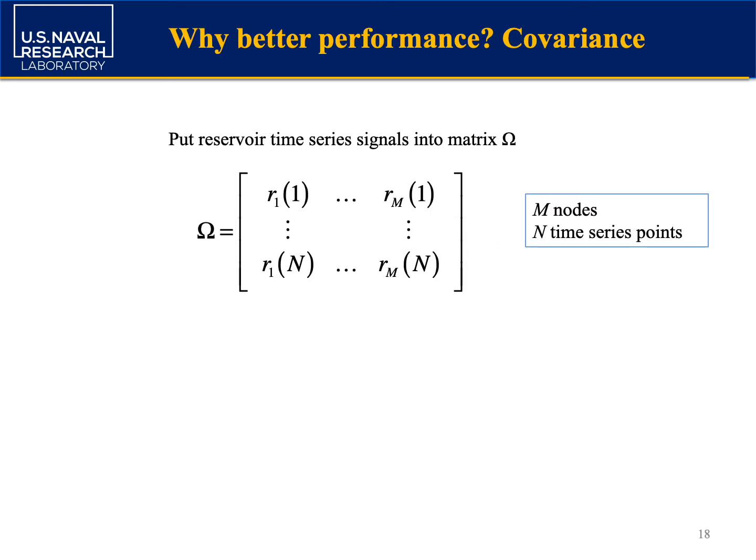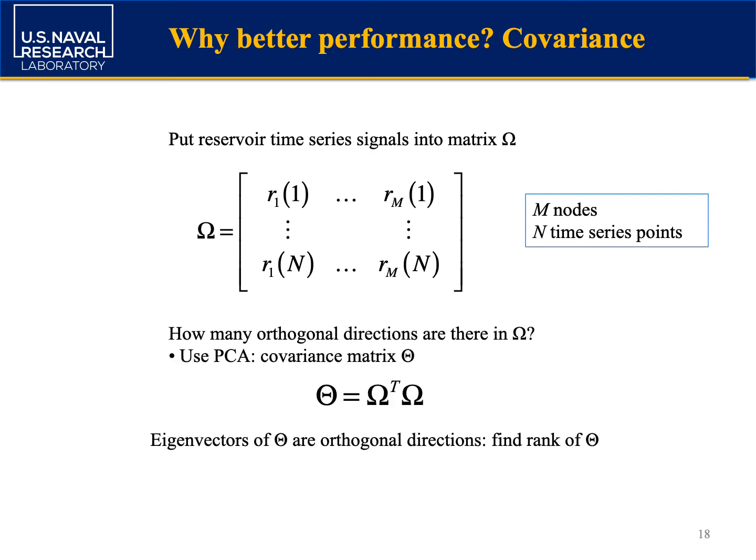So why do we get more diversity? How can we measure this better performance? I can characterize the reservoir using covariance. I can put the reservoir time series signals into a matrix omega. Each column is a signal from one of the nodes. So I have m nodes and n time series points.